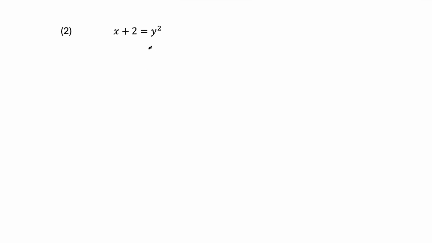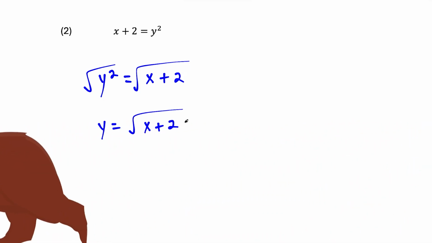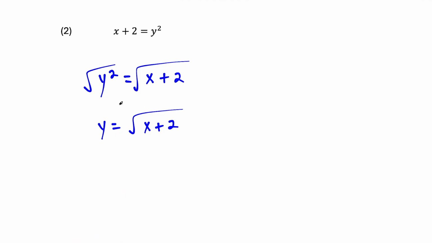Question 2, we have this equation, and I'll just write out y squared equals x plus 2. And to solve for y, we take the square root of both sides. So we could say y equals square root of x plus 2. No, be careful. This is a very dangerous bear trap.